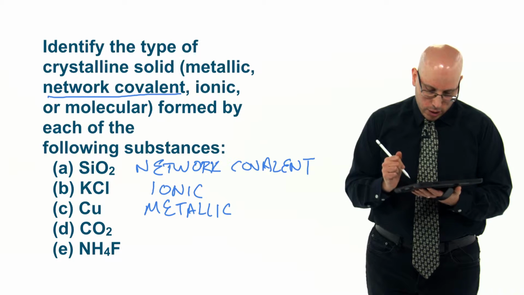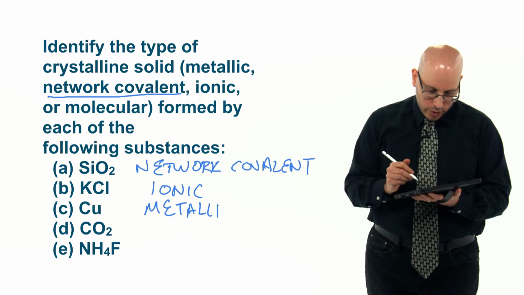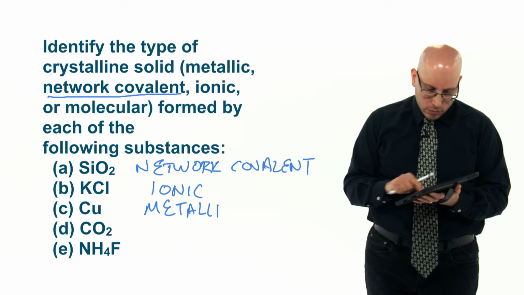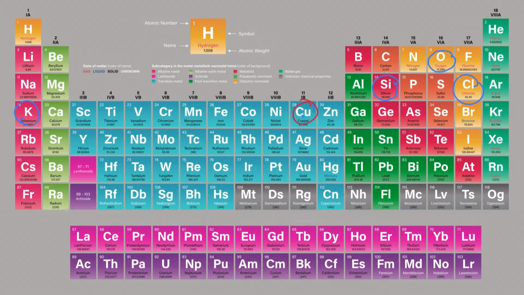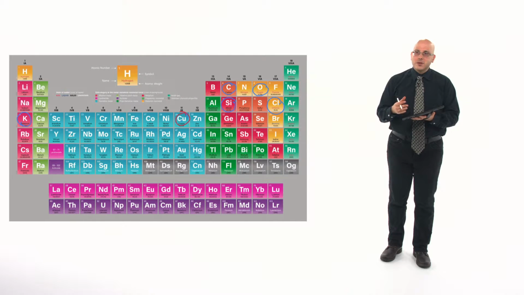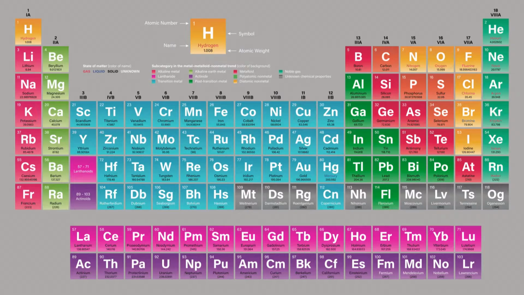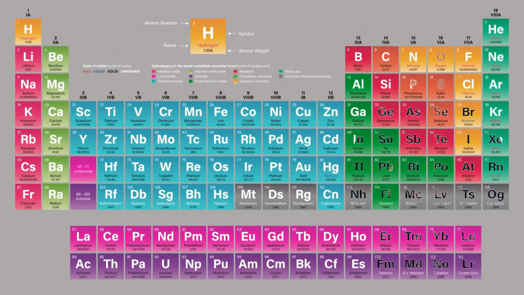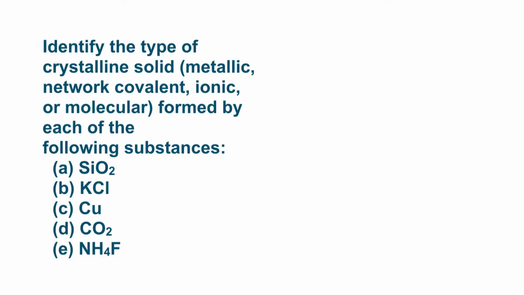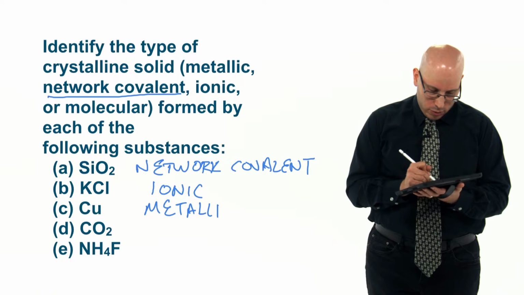Okay, now let's look at CO2, carbon dioxide. So carbon is right there, oxygen is right there. These are pretty close to each other in the periodic table, and carbon and oxygen are both considered nonmetals. So when nonmetals get together, they tend to make covalent bonds. So this is going to be just a regular molecular solid.